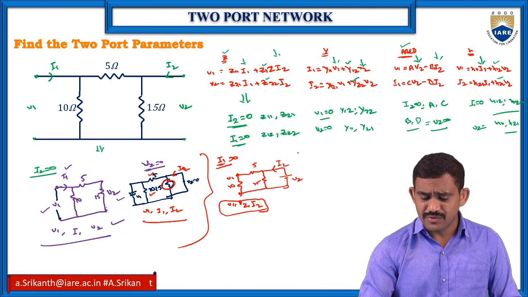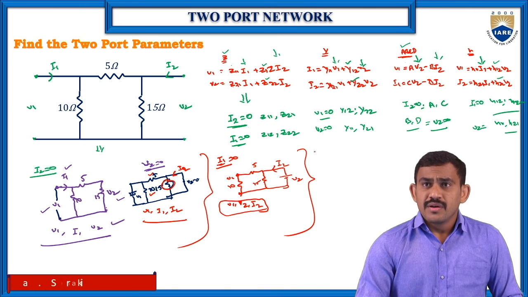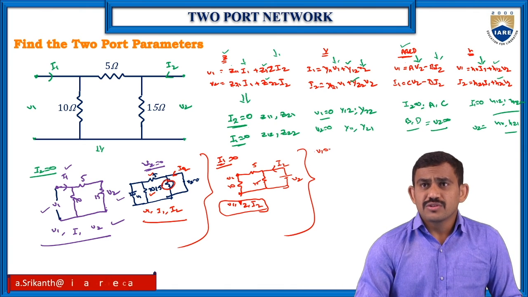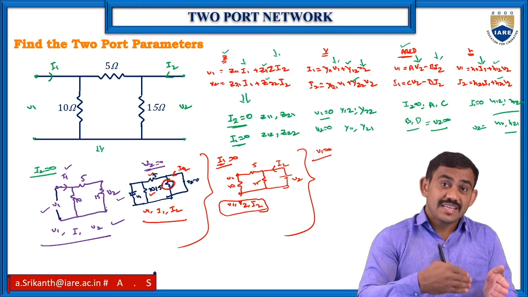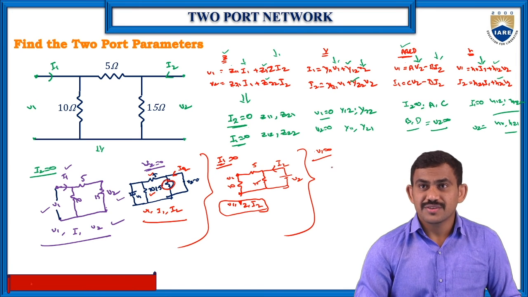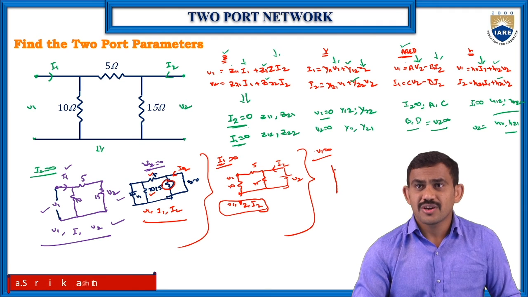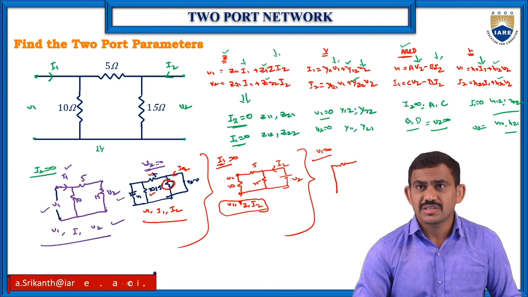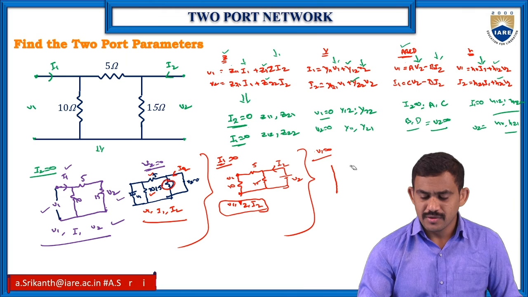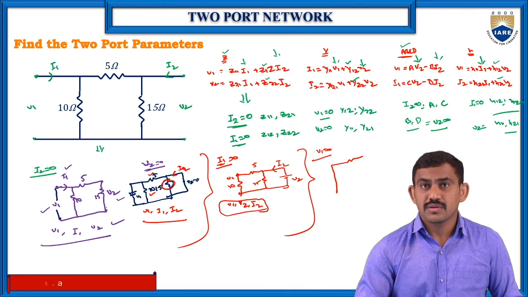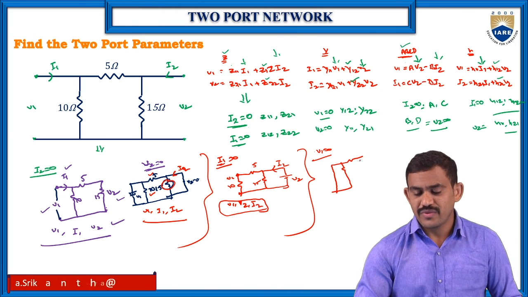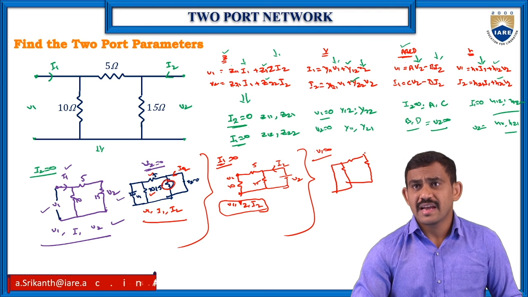And coming to here, we have one more: V1 equal to 0. That is primary side short circuit. Now in your circuit, the primary side is short circuit, and the remaining values we have are 10 ohms, 5 ohms and 15 ohms. And here we have the V2 value, here the I2 value, and here the I1 value.